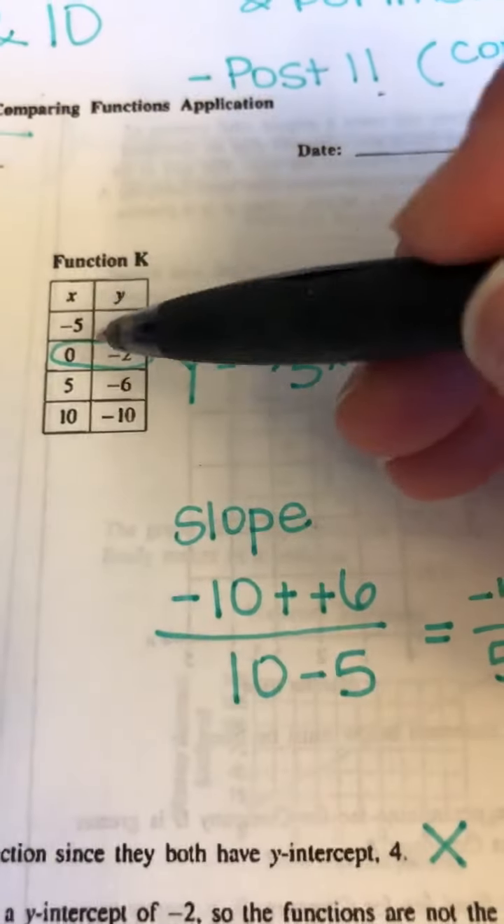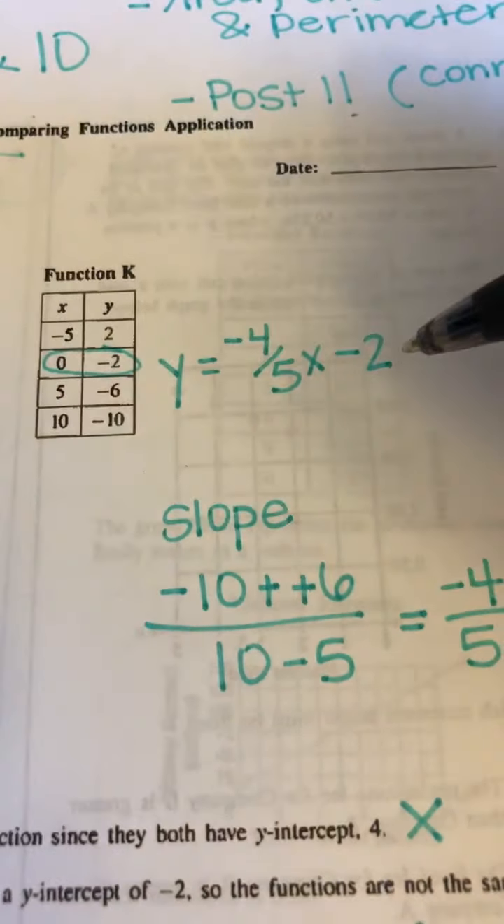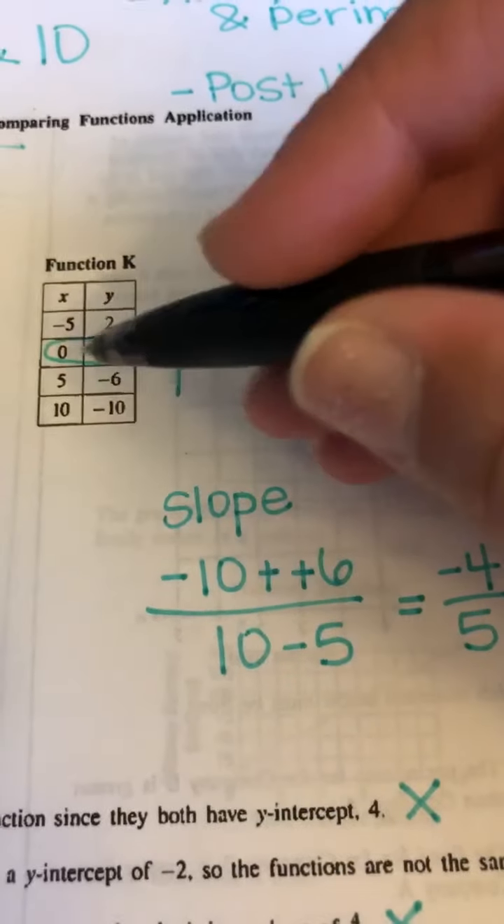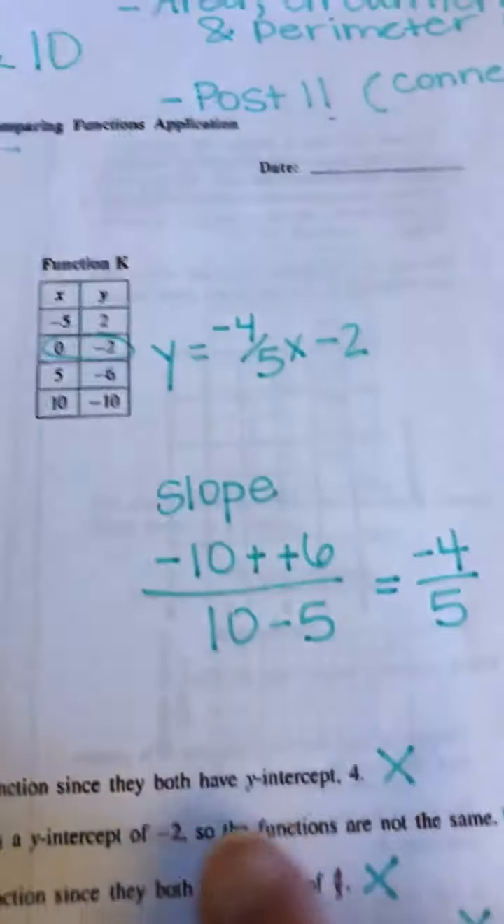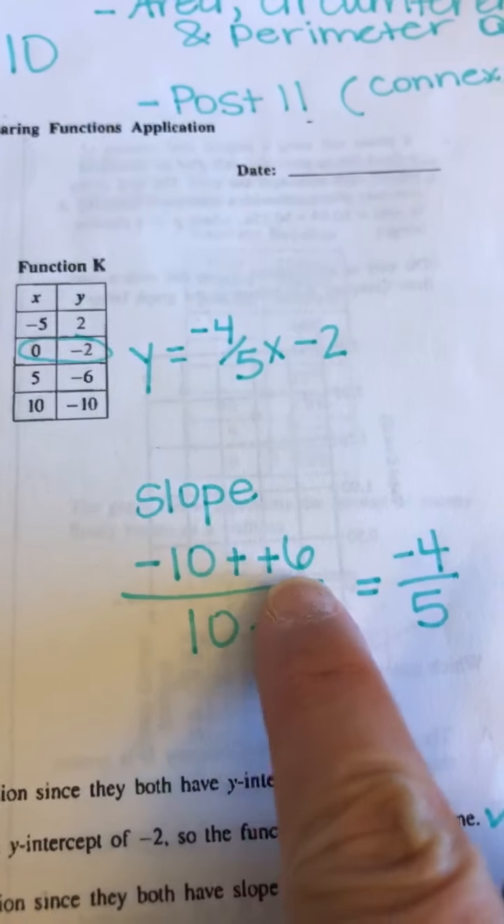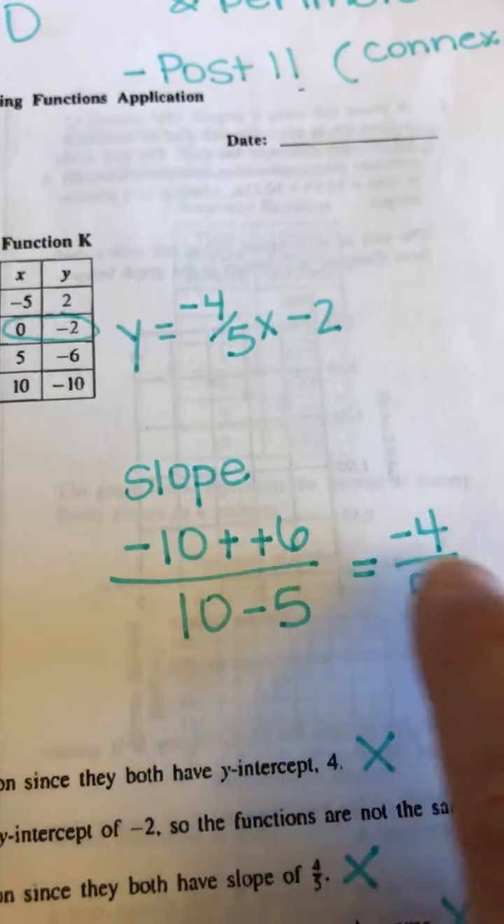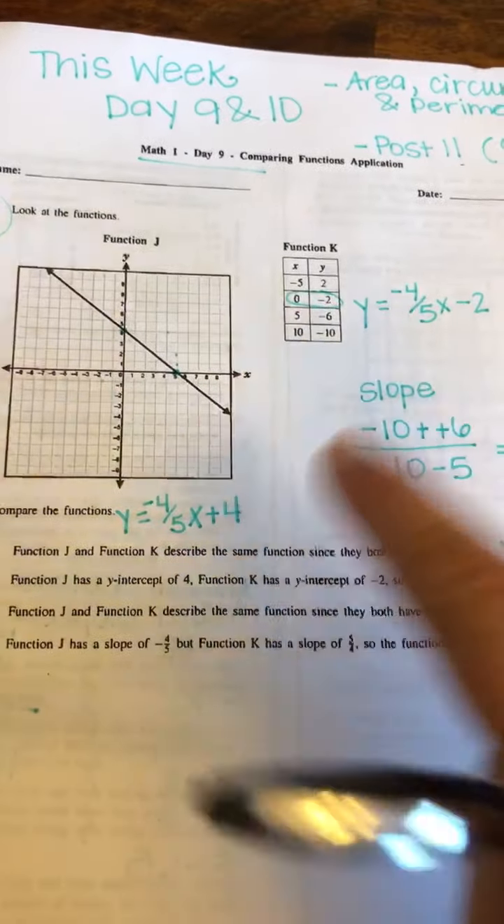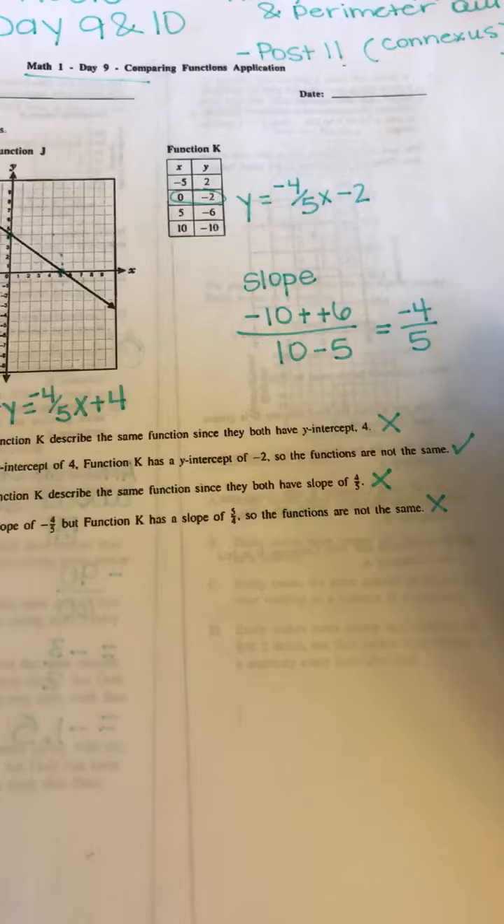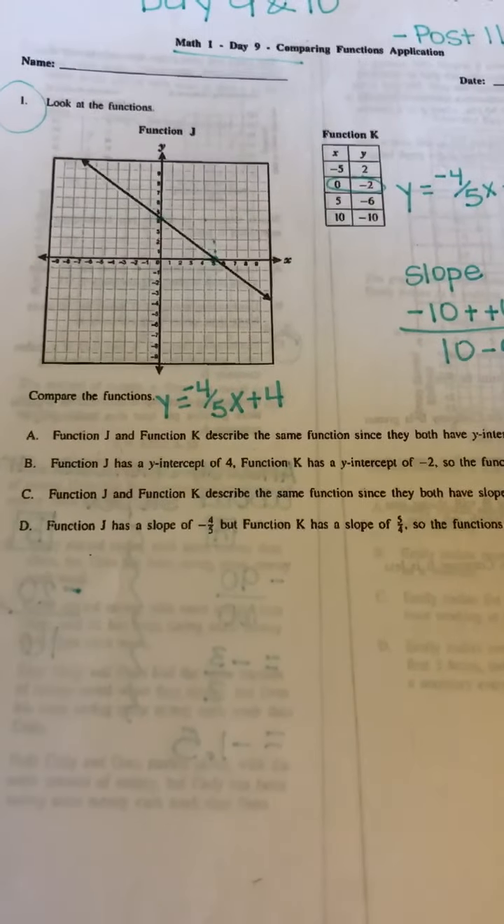And then when you pick 2 pretty points and do rise over run, you rise 4 and run 5, and it's negative. And then over here, your y-intercept is where x is 0, and then I just picked the bottom 2 points, and I did -10 minus -6 over 10 minus 5. When you simplify, you get -4/5. So these guys have the same slope, different y-intercepts, and when you look at your answer choices, that matches B.